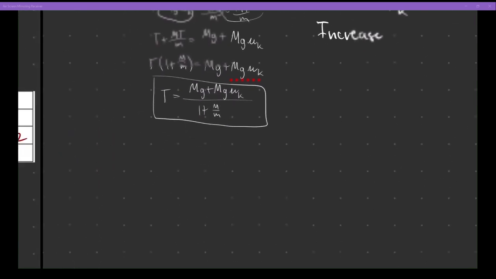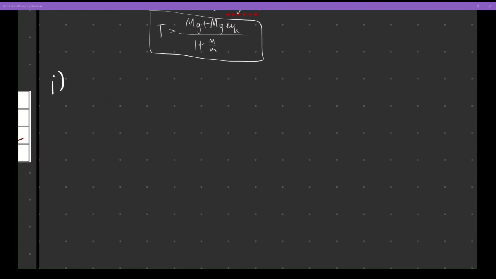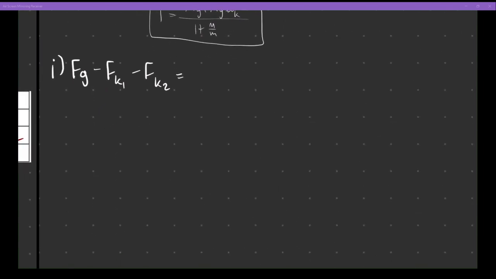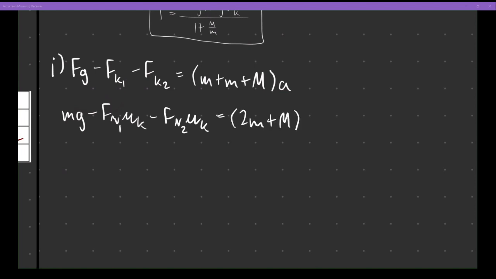Alright, moving on to part I. It's asking us to find the acceleration of the system. So I want to set the net force for the whole system as a total. So this is F of G of the hanging block minus fk1 minus fk2, which is just the fk's of the two blocks that are sitting on the surface. And then this equals the hanging block plus the smaller block plus the bigger block times the acceleration. Fg of the hanging block is just mg. I'm going to expand fk into fn mu k minus fn mu k. The masses are 3 plus 2 plus 3, times a.